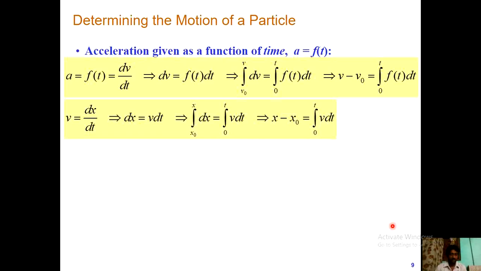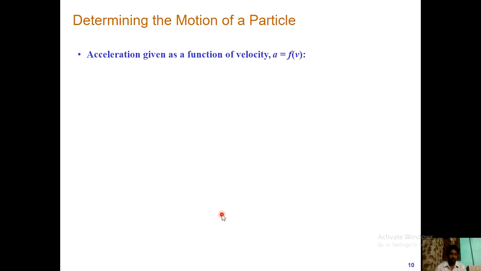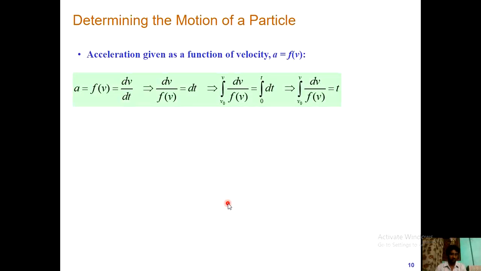Again, for velocity, this stays the same, dx by dt. So these are all the mathematical derivations we can do. And for acceleration in terms of the distance or displacement, the integration will be of dx from x naught to x. This is the change in the distance, and then v is equal to dx by dt. For acceleration to be a function of velocity, we can do the same integration, 0 to t, a is equal to f(v) is equal to dv by dt. After that we integrate to the limit of 0 to t, and we will get this equation.